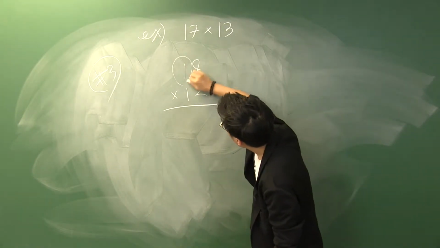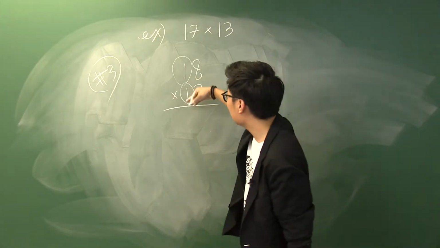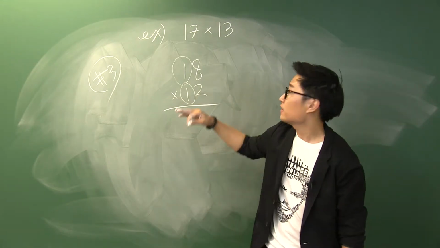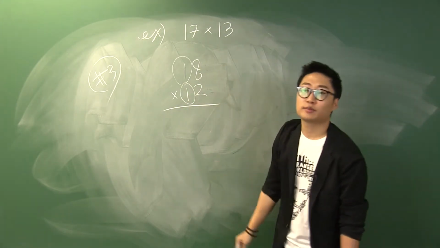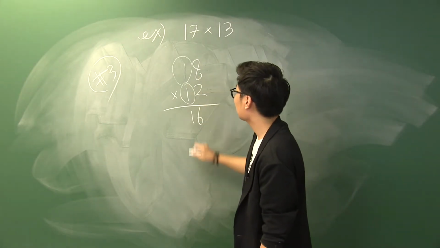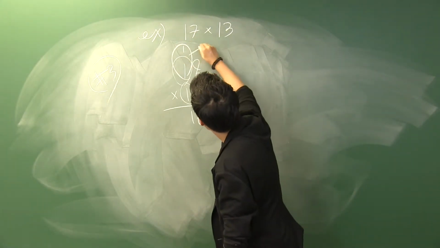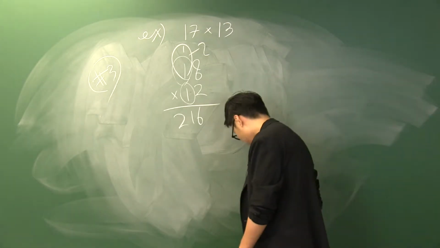the tens digits right here need to be the same. It's 1 right now, but whatever the number is, it's got to be the same. And the units digits should be adding up to 10. Let's try this one then. 8 times 2, 16. 8 plus 2, obviously 10. Put 1 up here, make it 2. 2 times 1, 216. Right?